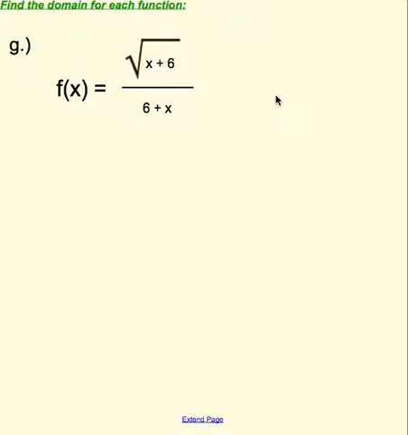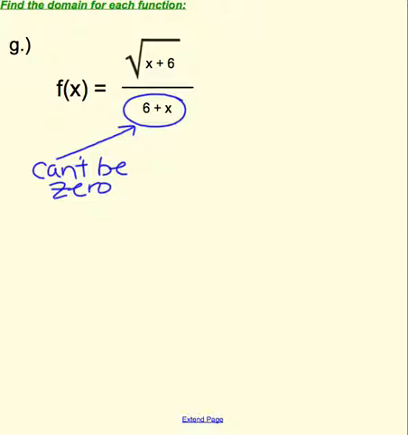Example of finding the domain of a function. The first thing let's talk about is this function has a fraction. It's a rational function, and this denominator can't be 0. If that whole denominator is 0, it makes it undefined. So we say 6 plus x cannot be 0.